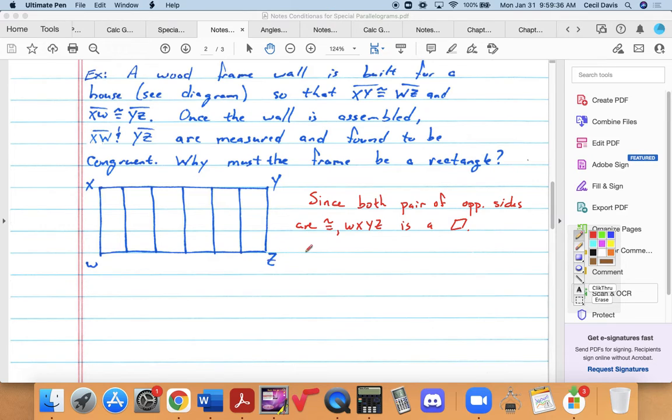And then what are segments XW and YZ? I'm sorry, I apologize. Let's change this. This is not what that should be. That should be XZ and YW. Please, everyone, change that on yours. XZ and YW. Cole, you got that?